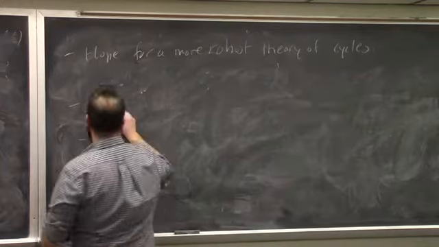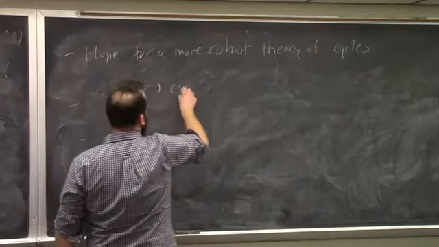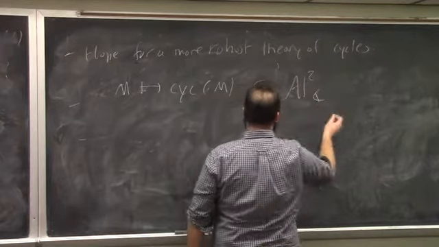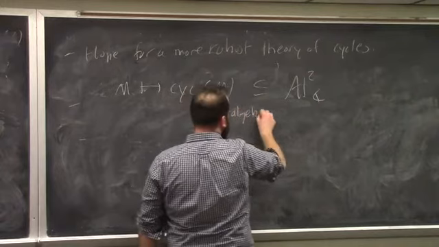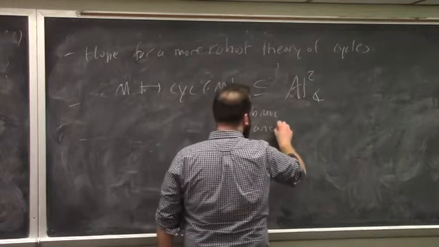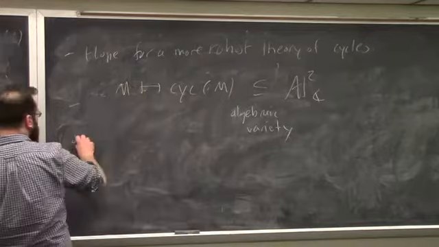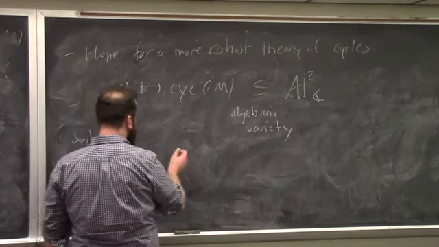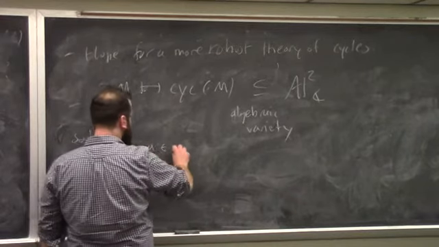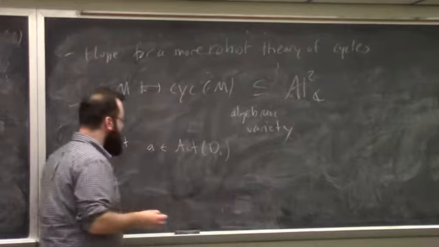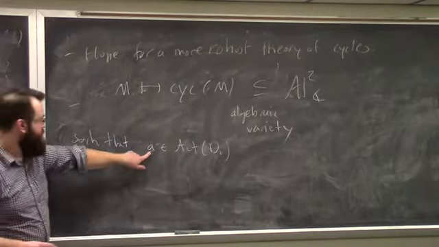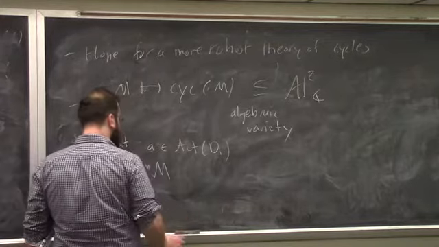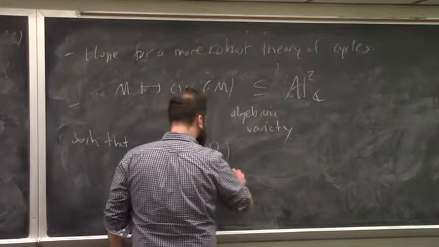So it would be an assignment: M goes to some sort of cycle of M. It would be a subvariety of A2C, so this would be an algebraic subvariety. And it would satisfy the property that if I take any A in Aut D1, now as I mentioned before, and I'll say it again more explicitly in a second, I can define A pullback M in D1-mod.